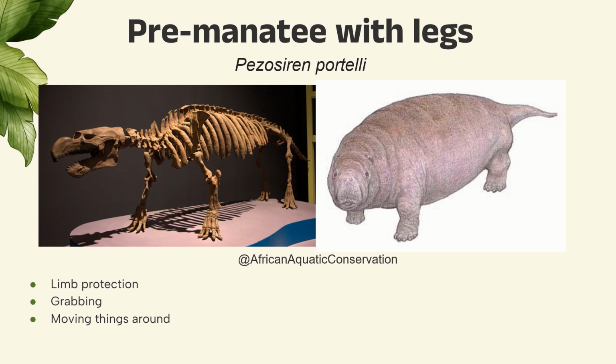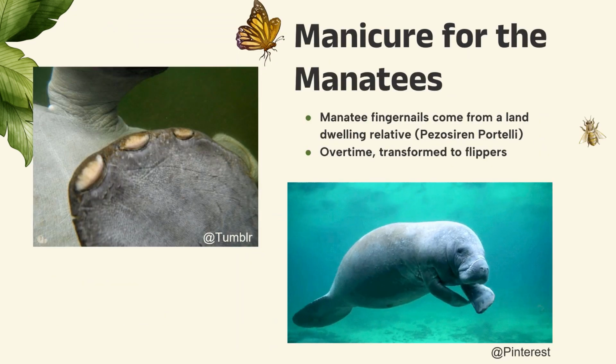But as time passed, the world changed. The land that once provided a comfortable home for the manatees became harsher, and the waters nearby offered safety and food. So little by little, these land-dwelling ancestors began to spend more time in the water. As these creatures spent more and more time in the water, they didn't need their hands and nails as much, which over time became smaller and smaller, eventually turning into what we see today, tiny vestigial fingernails.